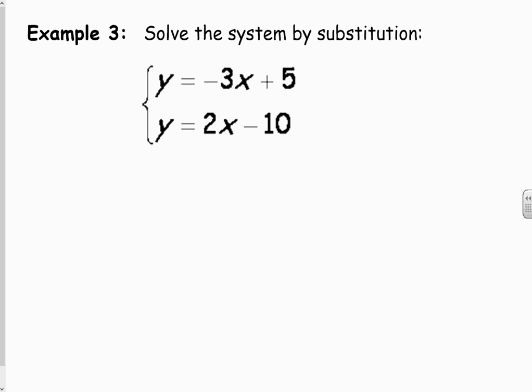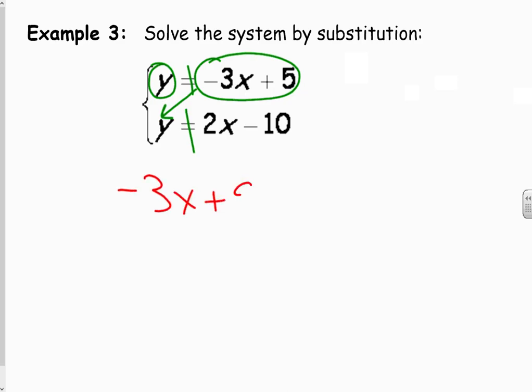Pause the video now as you try this example 3. Press play to go over your answer. Now, the only thing that's kind of crazy about example 3 is that you have two variables that are by itself. So I'm just going to pick the top one, and I'm going to plug it in for the bottom one. Again, make sure you've paused the video to try this on your own.